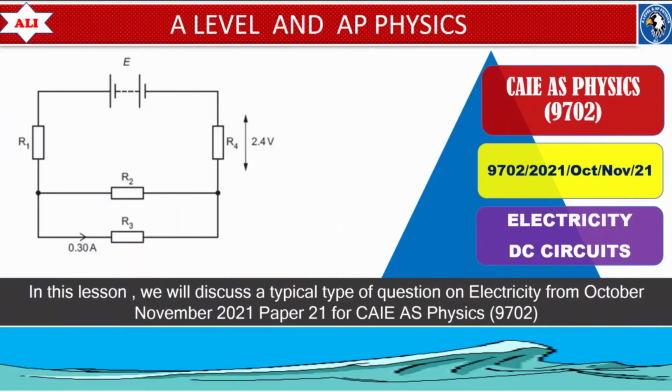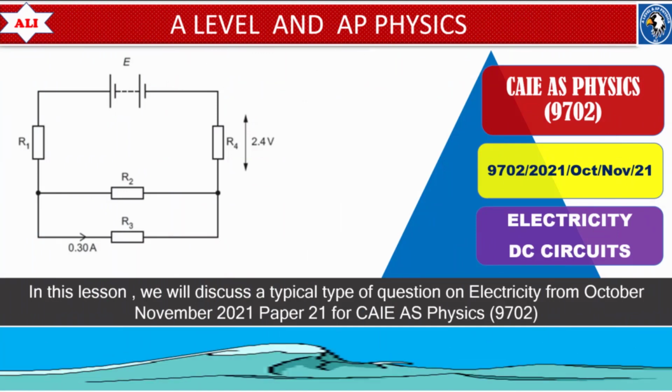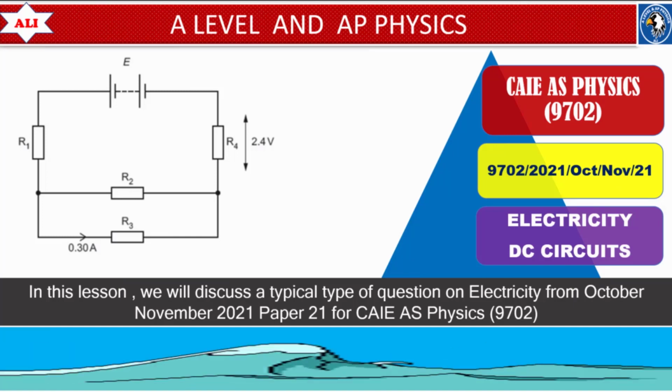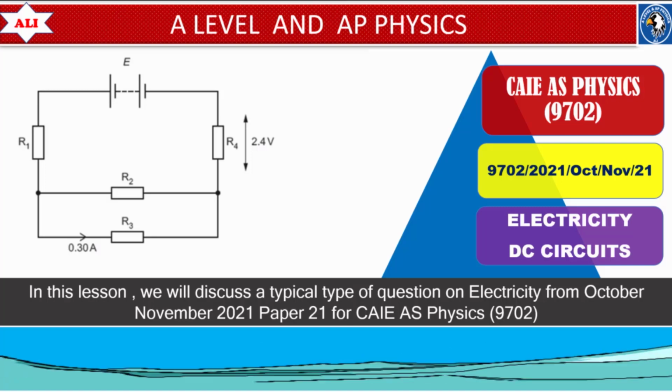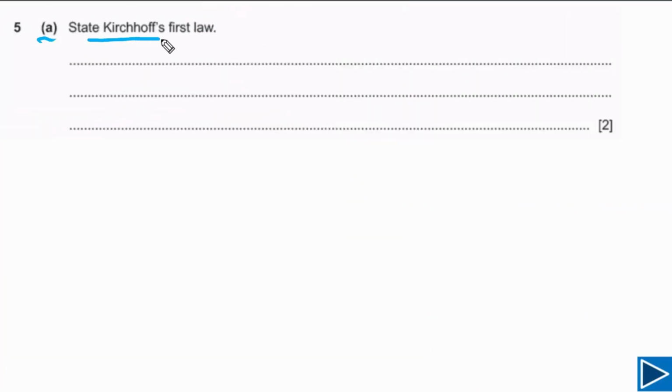Welcome to A-Level and AP Physics. In today's lesson, we will discuss a typical type of question on electricity from October-November 2021, Paper 2, Variant 1. This is a typical type of question because these questions are very common in past papers. For part A, we simply need to state what is Kirchhoff's first law. Kirchhoff's first law and second law are very common types of questions you will see in many past papers.